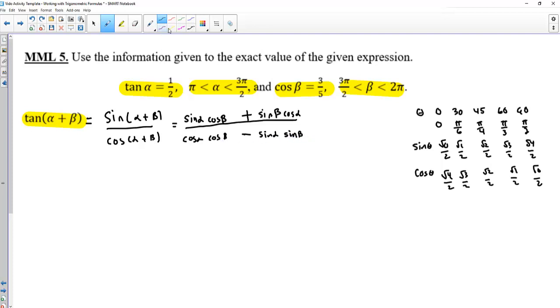And so now the idea is I want to figure out each of these. What is the sine of alpha? What is the sine of beta? What is the cosine of beta? What's the cosine of alpha? If I can figure out what those are, then I can just plug in.